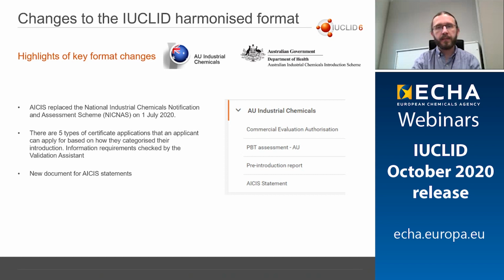Let's move to the changes made to comply with the information requirements in Australia. You can see that on the 1st of July in Australia, a new assessment scheme has replaced the previous one. It's now called ECHIS. There are 5 types of certificate applications that can be created by Euclid, and they are also checked by the validation assistant. You can see on the right side of your screen the list of specific Euclid documents created to support the Australian Industrial Chemicals Assessment Scheme.